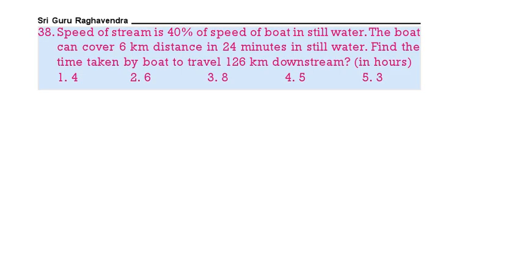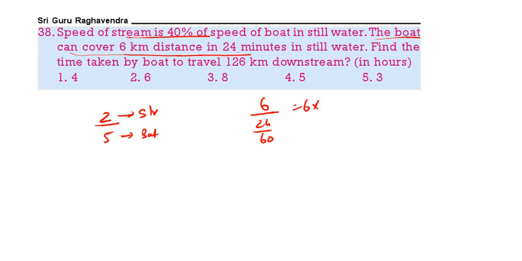See here, the speed of the stream is 40% of the boat. So 40% means 2 by 5. This is the stream, this is the boat speed. The boat can cover a distance of 6 kilometers in 24 minutes. That means 6 by 24 by 60, that is nothing but 6 into 60 by 24. That is 15 kilometers per hour.